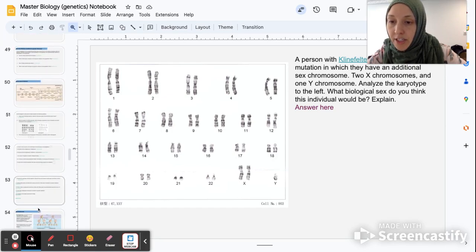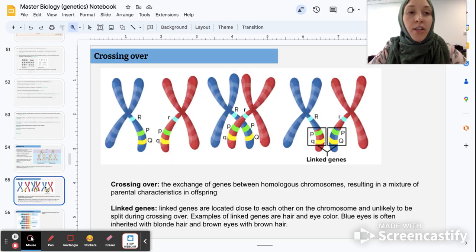All right, so let's continue on. Crossing over. During metaphase 1, my homologous chromosomes come together like this, and they cross over some of their genetic information. Some of this maternal chromosome attached to the paternal, and some of the paternal attached to the maternal. So they switched, okay?